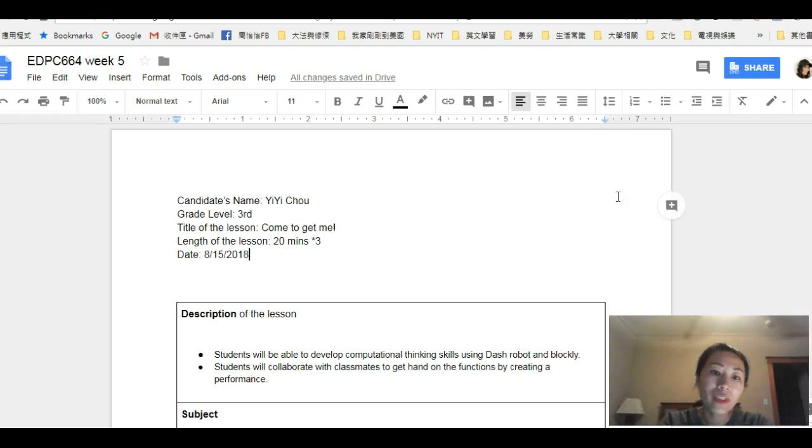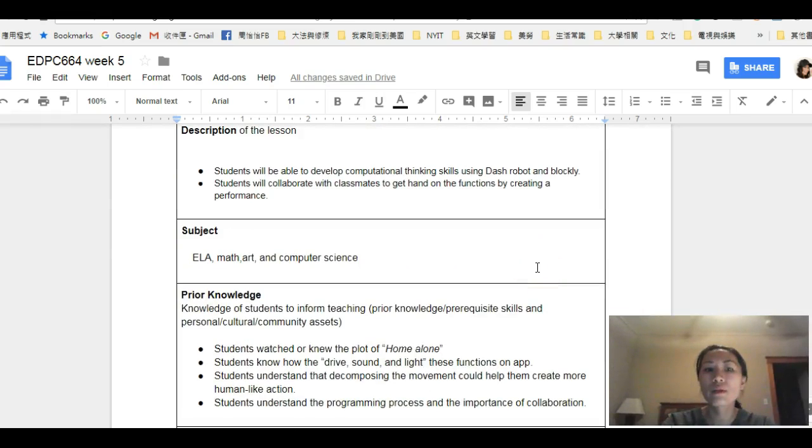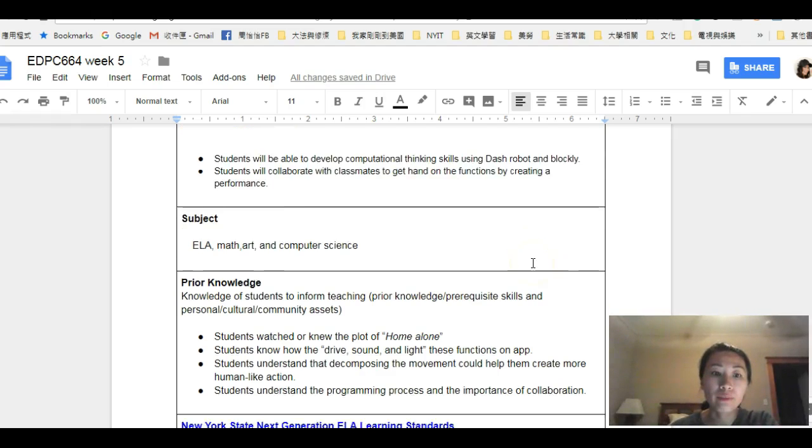I designed these 3-day activities for third graders, and in this lesson I hope students will be able to develop a computational thinking skill by using Dash, the robot, and Blockly, the app, of course. Students will collaborate with classmates to get a hand on some basic functions by creating a performance, and you will get more detail later.